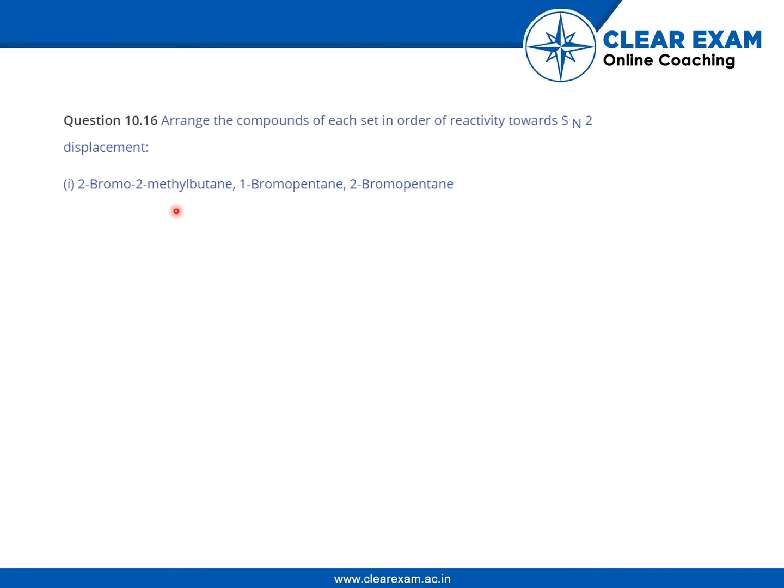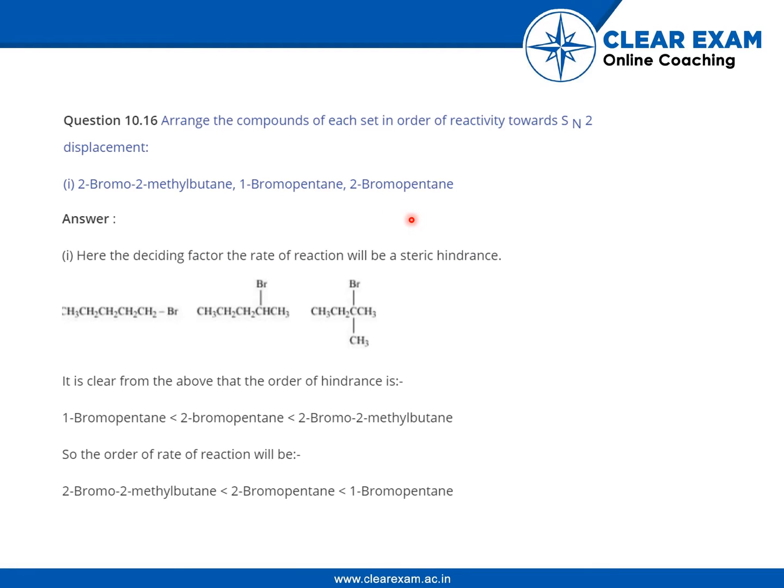The question is: arrange the compounds of each in order of reactivity towards SN2 displacement. The first is 2-bromo-2-methylbutane, 1-bromopentane and 2-bromopentane. Here the deciding factor will be steric hindrance. So whenever there is a question about arranging in order of reactivity towards SN2 displacement, the first approach should always be seeing the steric hindrance.